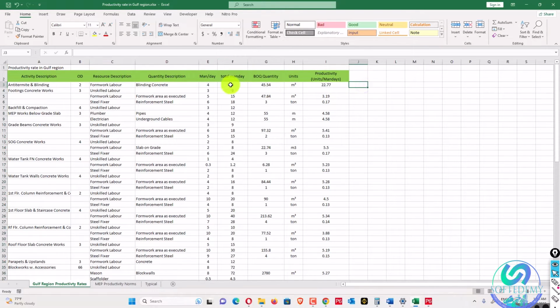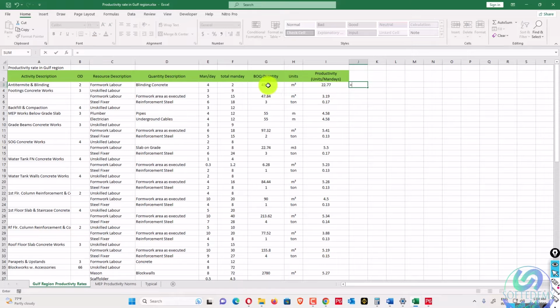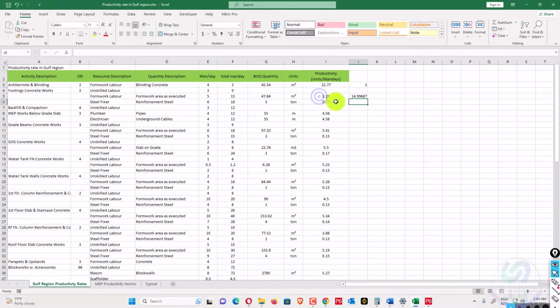So it will be 8 multiplied by 2, that's 16. But here also it's unit per man days. If I want to calculate how many man days it will take, the quantity will be divided by the productivity rate, because it's unit per man day as a time. So we will get our total man days. This one is also similar: total quantity divided by productivity rate is 14.9687.